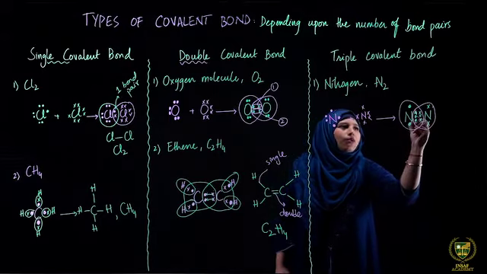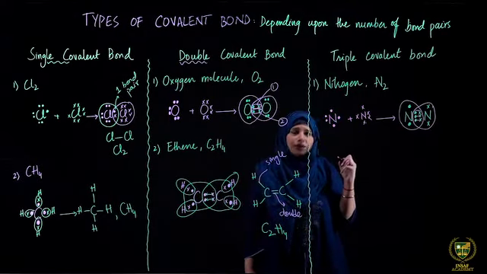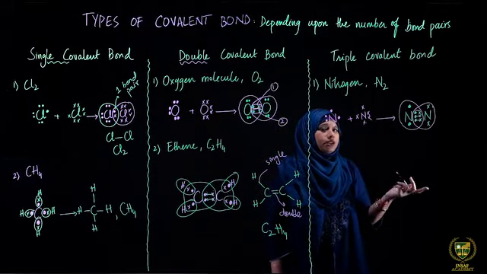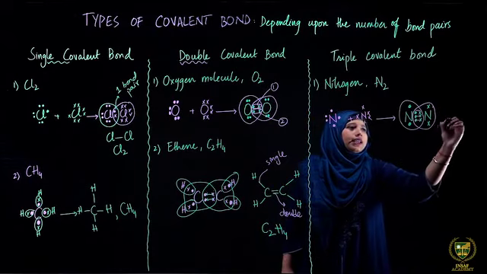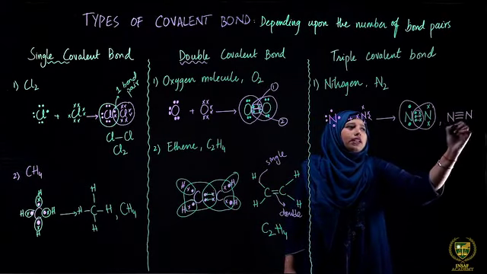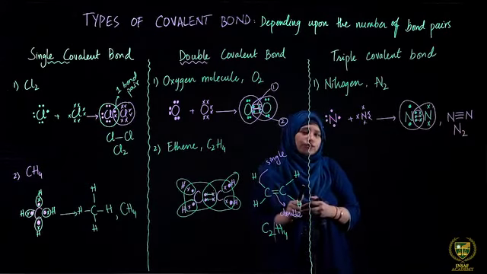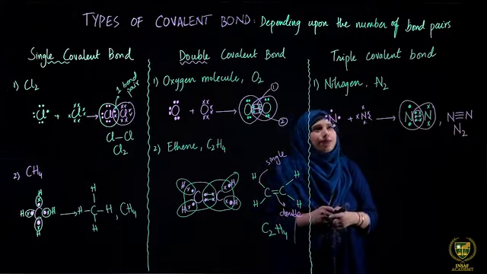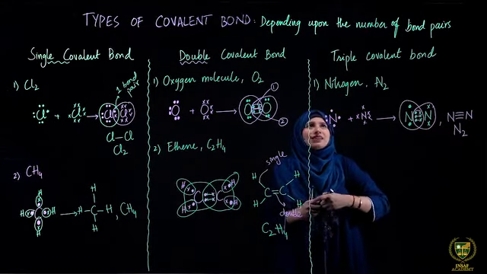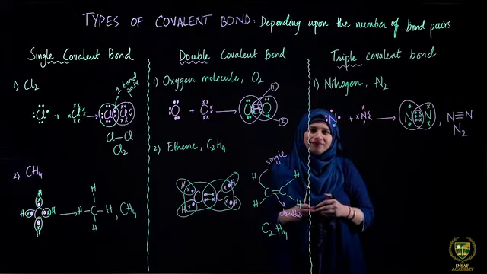You can see that 1, 2 and 3. How many bond pairs are involved? So there are 3 bond pairs involved. So हम इसे कह सकते हैं कि this is N, 3 bond pairs N, which is also written as N2 because 2 atoms of nitrogen over here are combined together. So चूंकि 3 bond pairs involved हैं, so हम इसे बोलेंगे triple covalent bond.